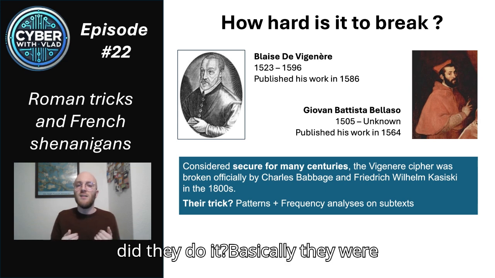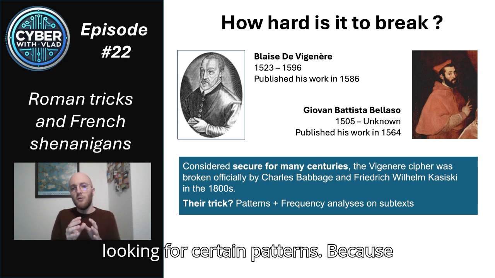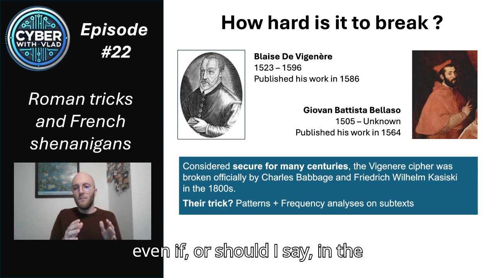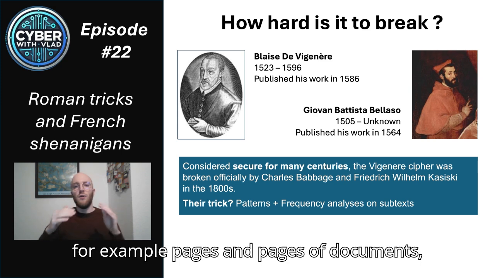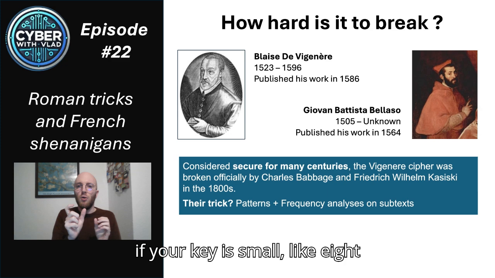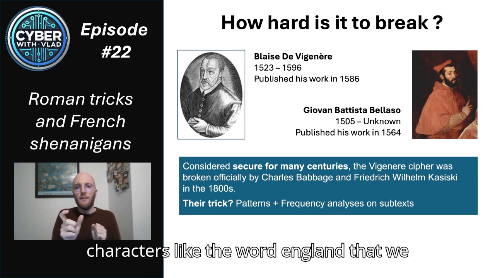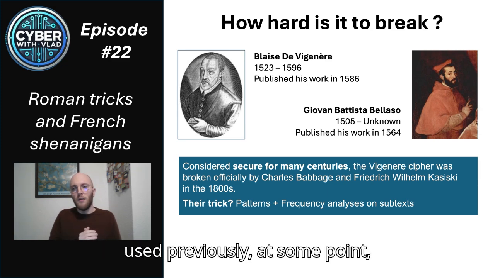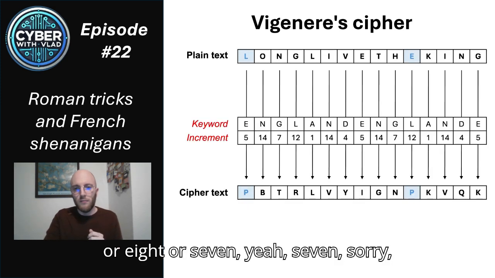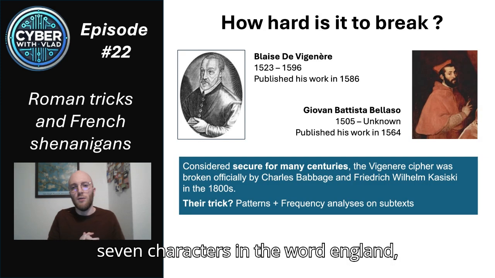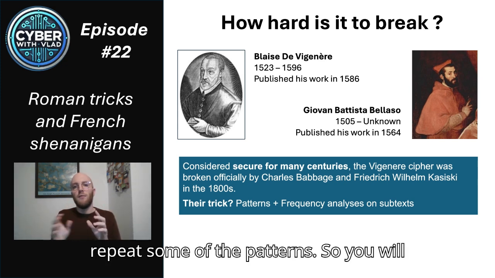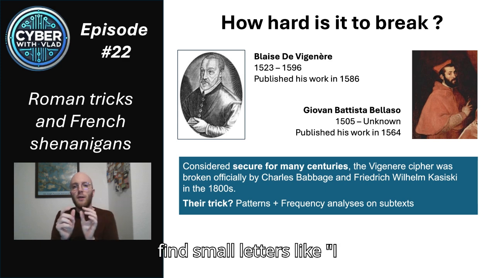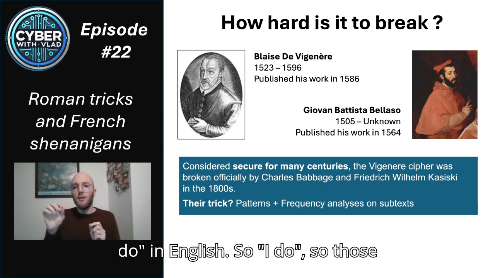How did they do it? Basically, they were looking for certain patterns, because in the case of a large text, so for example, pages and pages of document, if your key is small, like 7 characters, like the word England that we used previously, at some point you will repeat some of the patterns. So you will find small words like "I do" in English.